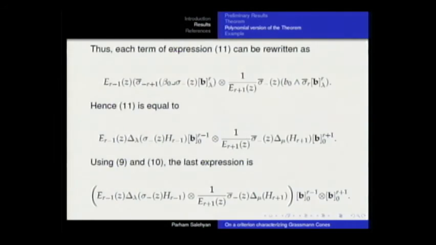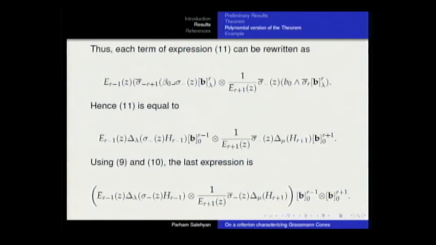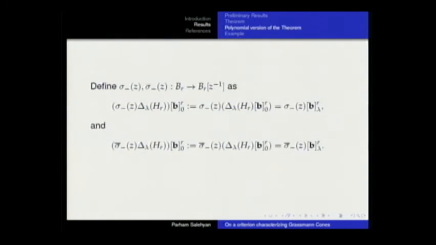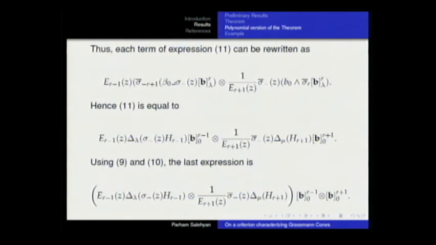So we can simplify a little each term of this sum in this way. This is the eigenvalue. So using these properties here, we can write each term in the following way. And finally, we can obtain this equality for each term of the expression.